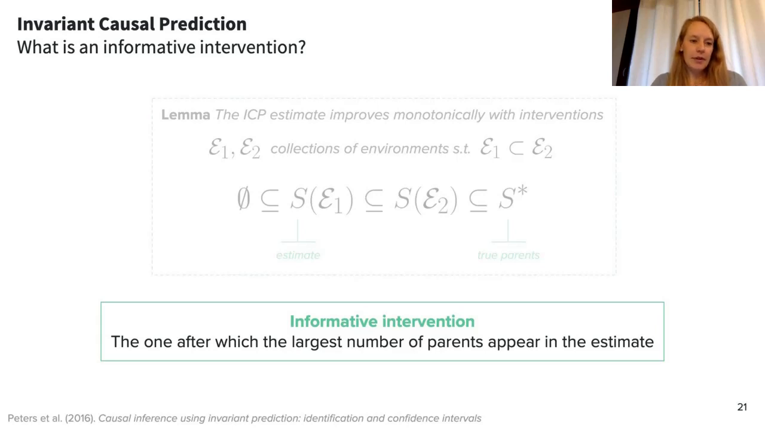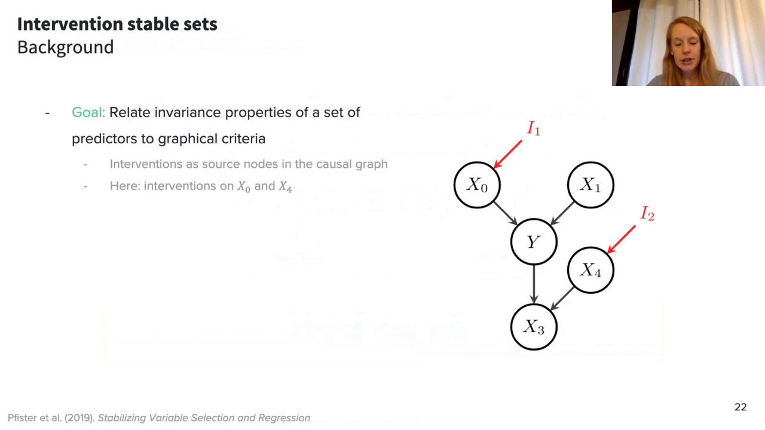So now, to develop our methodology, we need one more ingredient, and that is the notion of so-called intervention stable sets. These intervention stable sets allow us to relate the invariance properties of a set of predictors to graphical criteria. For that, we'll add these interventions as source nodes in the causal graph. So here in the graph on the right, we'll have two interventions. The first intervention acts on X0 and the second acts on X4. And now we add them as additional nodes in the graph.